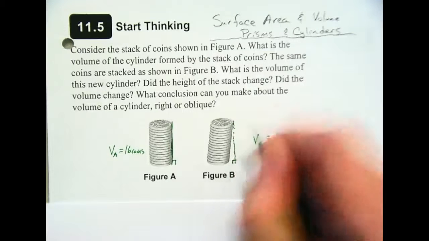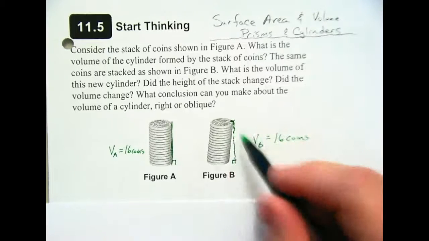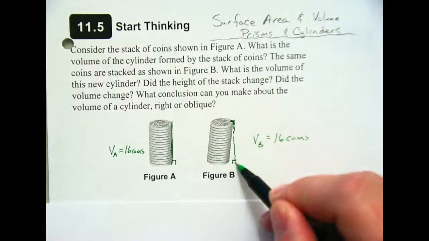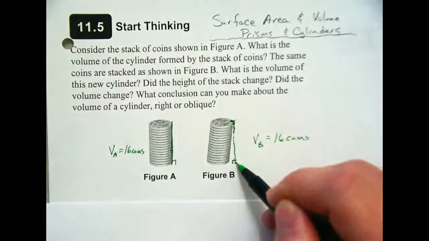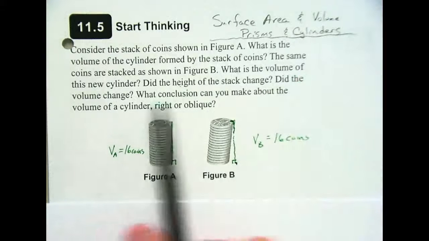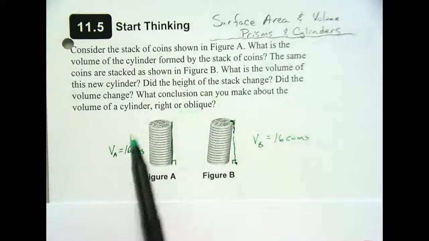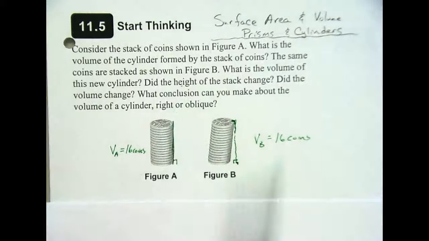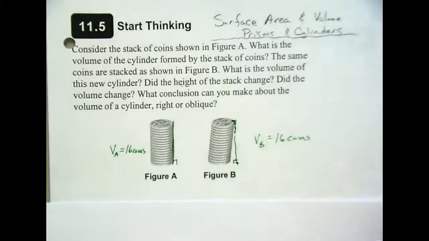Okay? But there's like someone hanging off the end here dropping a tape measure to the base. So it would fall down and hit right here. All right? It's 16 coins. However, did the volume change? No. Okay, the stacked coins didn't change. The volume didn't change. So what conclusion can we make about a right and an oblique cylinder? Yeah, they're going to have the same volume. It's not going to change.